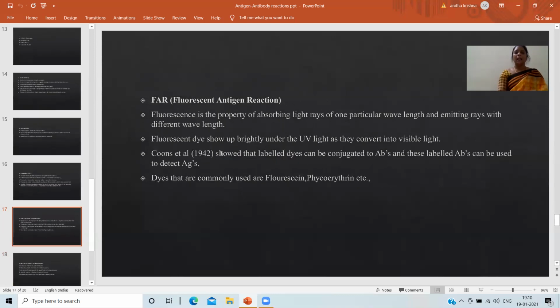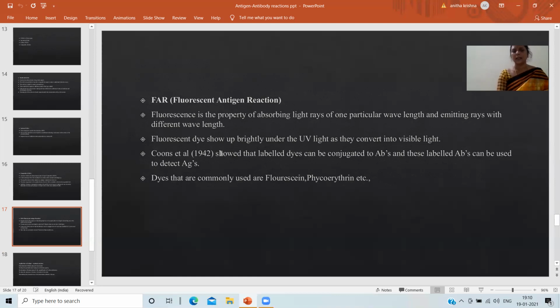Now talking about your last, that is your fluorescent antigen reaction. As the name itself suggests, the technique utilizes fluorescent dyes like your fluorescein, rhodamine, your phycoerythrin.